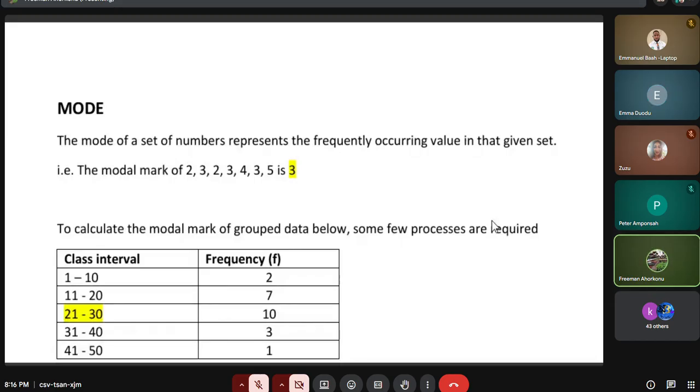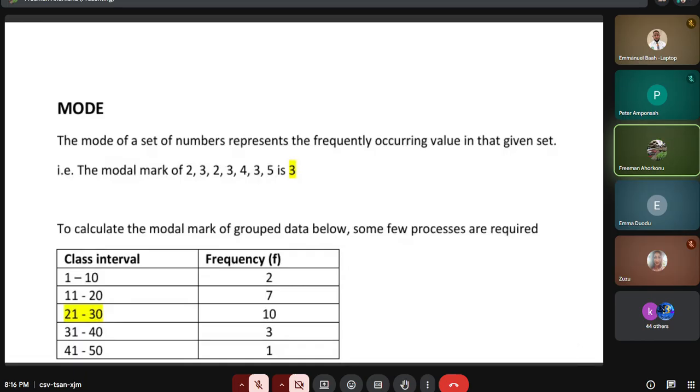3, because 3 alone occurs 1, 2, 3 times. So it's the one with the highest frequency. So 3 is the mode. That is when the numbers are single, single, single. You can just look at it, or you can construct a frequency table, and the one that occurs most frequently is your mode.